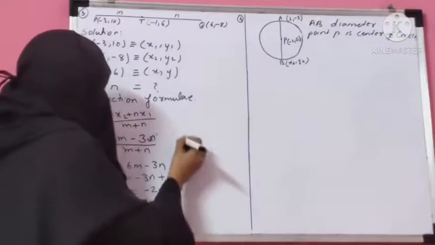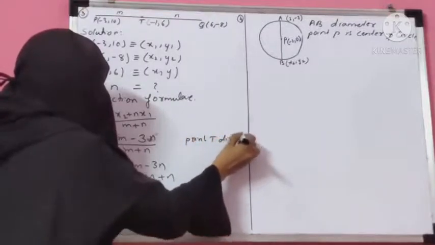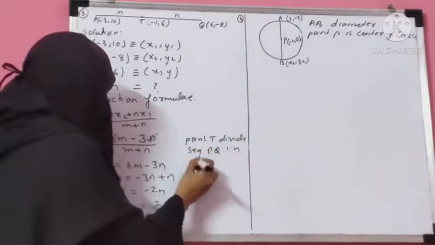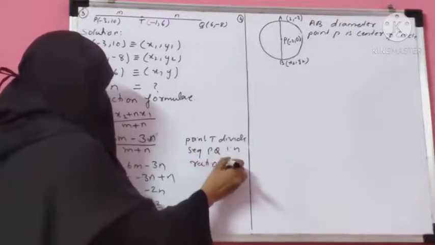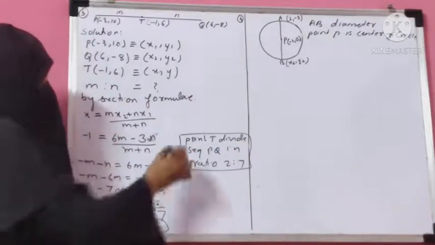So write the answer: point T divides segment PQ in the ratio 2 is to 7. This is your answer.